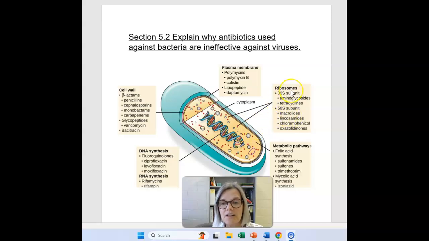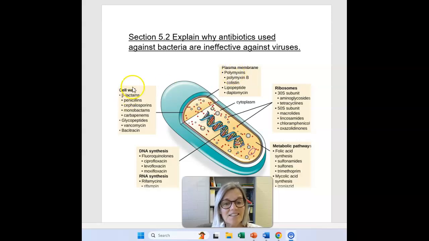Other antibiotics target ribosomes and protein synthesis. Some target metabolic pathways and prevent the synthesis or the metabolism of certain important compounds. Other antibiotics target and prevent DNA and RNA synthesis. So when you look at this, bacteria are dependent upon all these things to function normally.